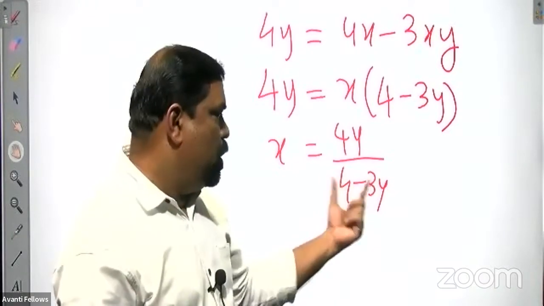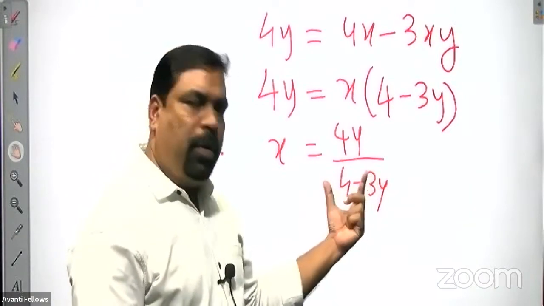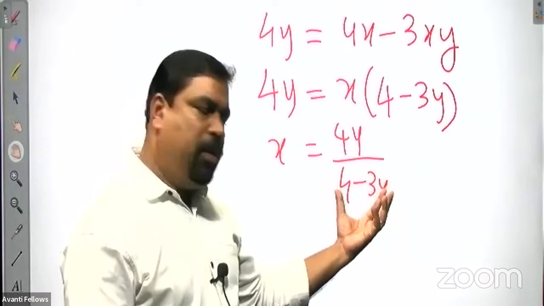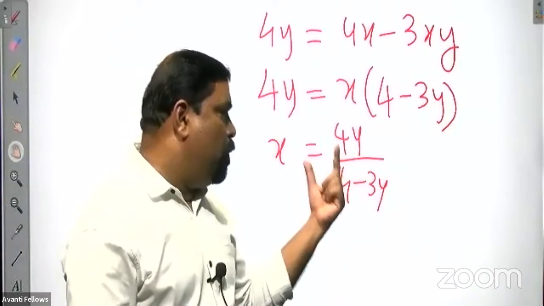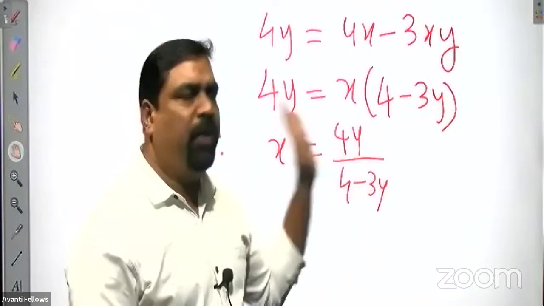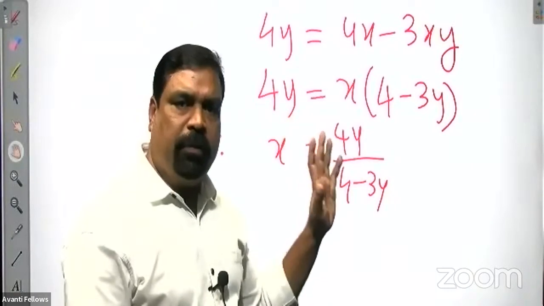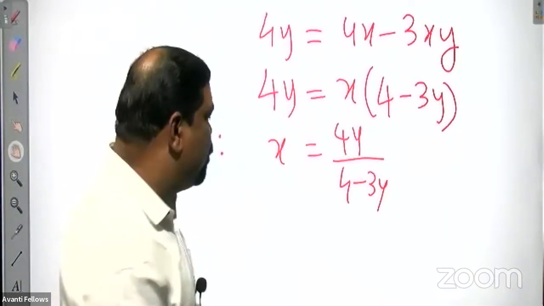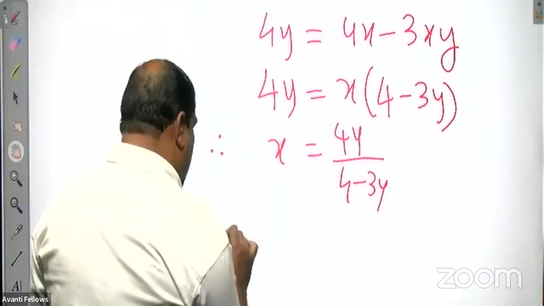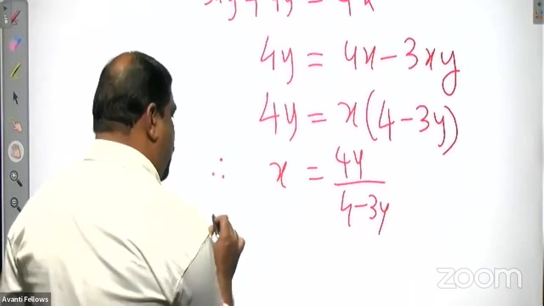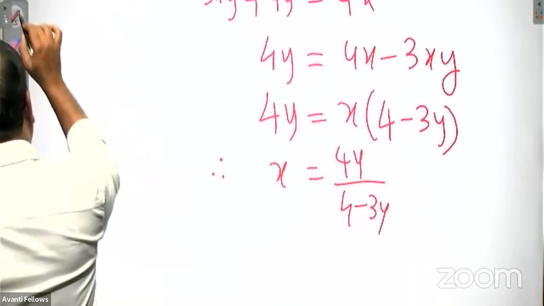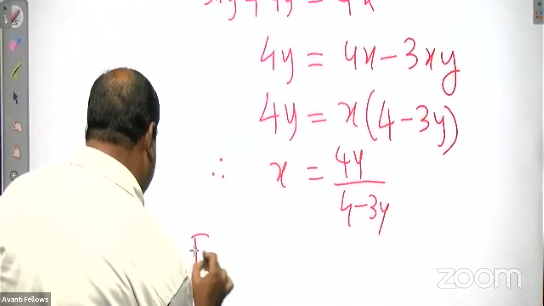In order to make it well defined, 4 may not equal 3y. 4 cannot be equal to 3y. So that means what? For x to be well defined, what can we say?